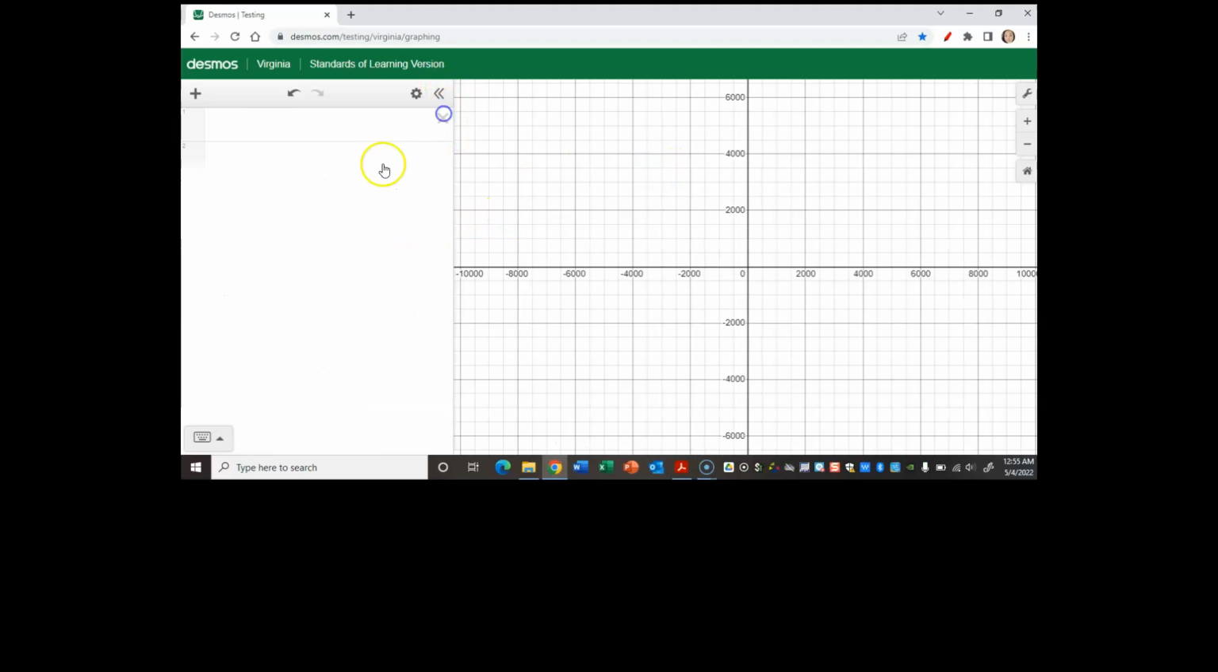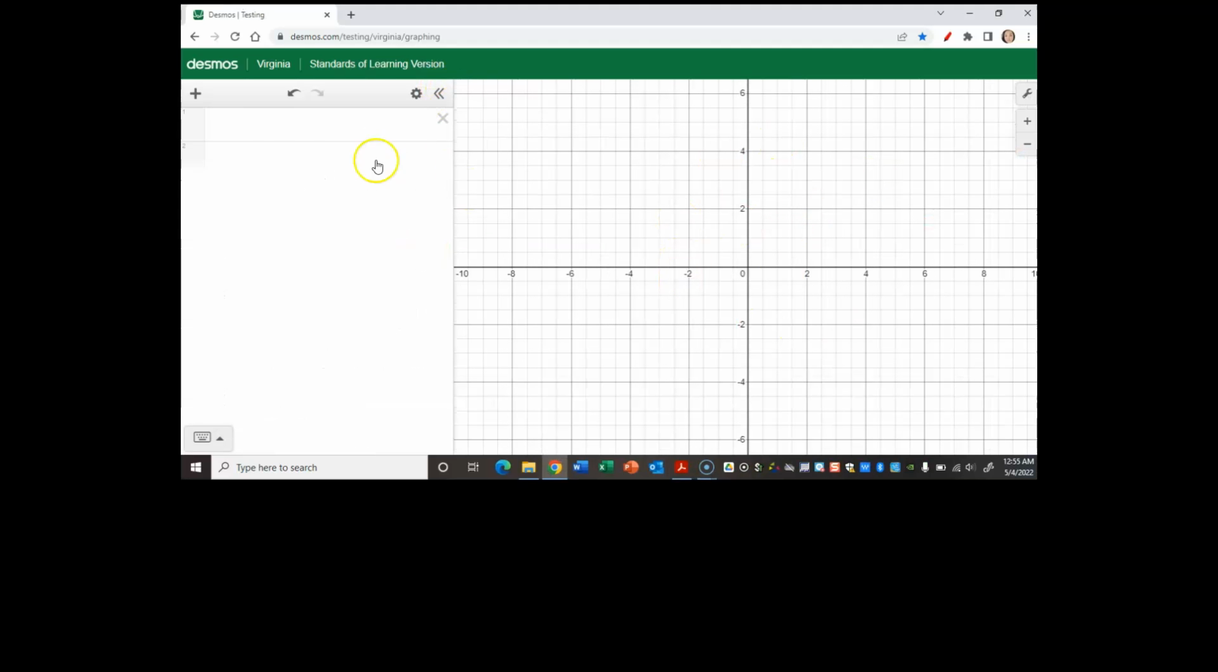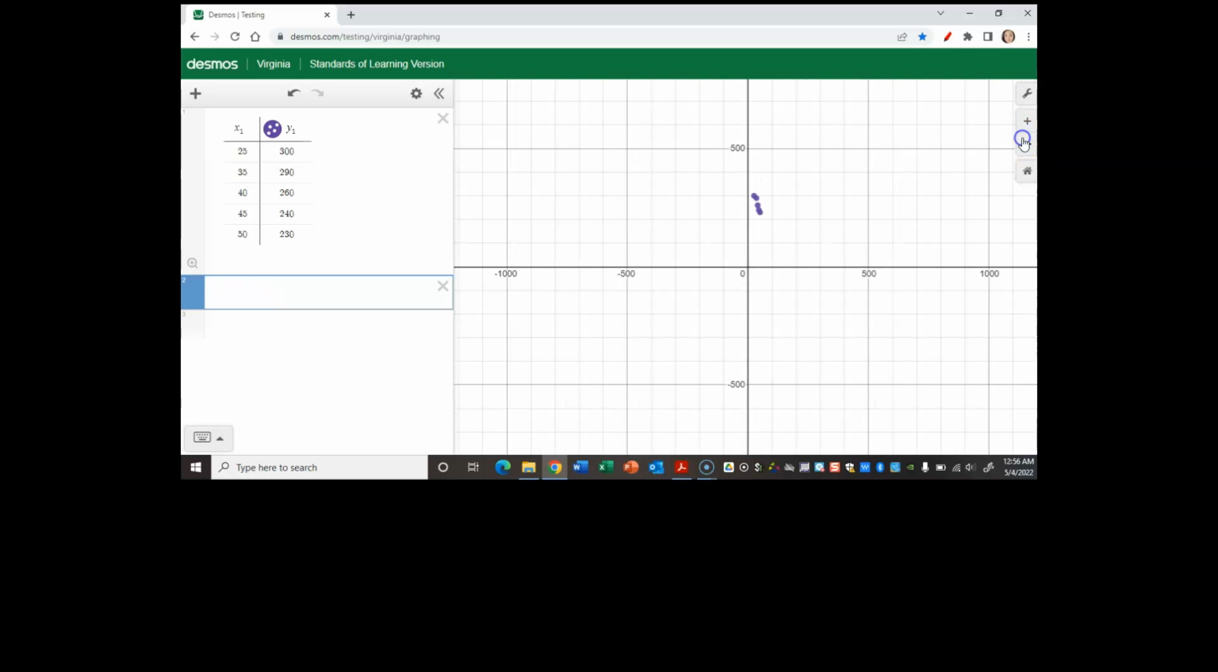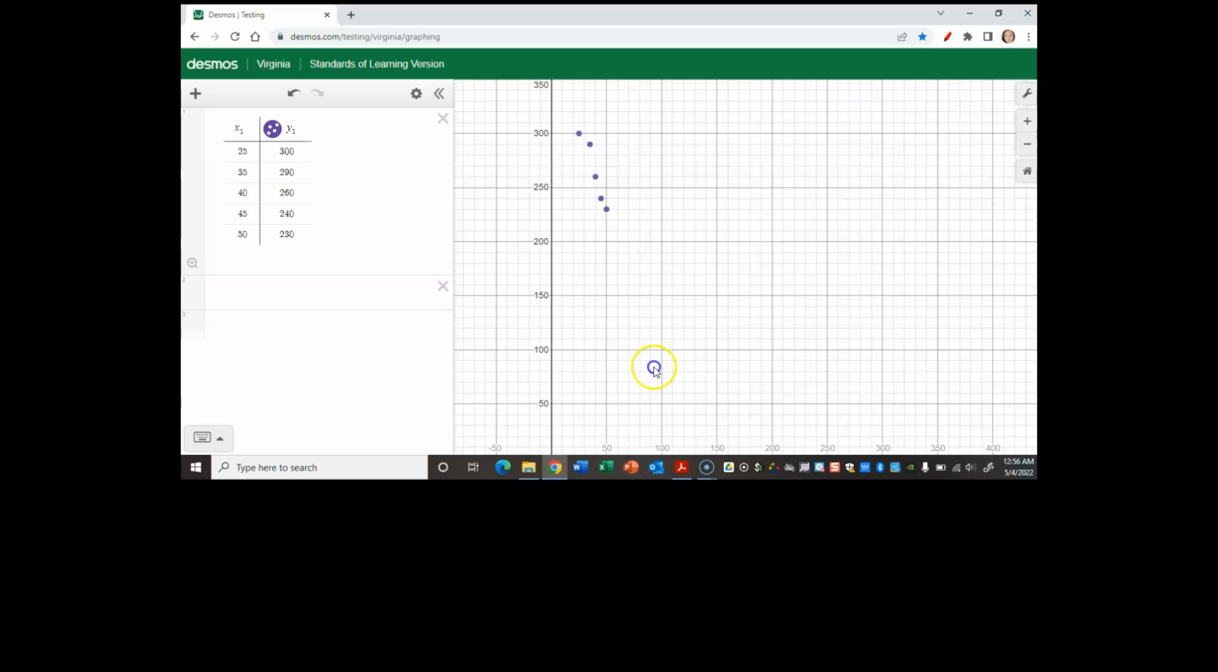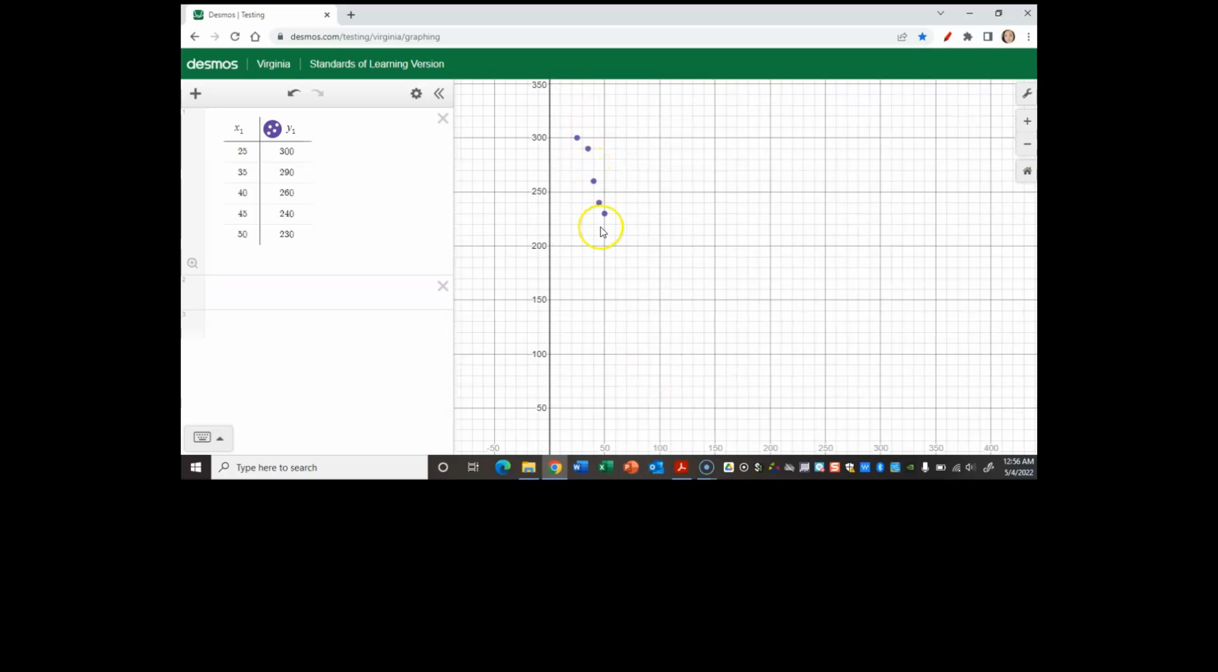Okay, so let's go over it. Make sure everything's clean. Click on this house to make it default. Click on the plus, click on the table, and then you're going to type the data into a table. Go left to right. Check your answers and see if you did that. Once you do that, you're going to zoom out to look for the dots. If they are going like this, going down together, this is a line of best fit.